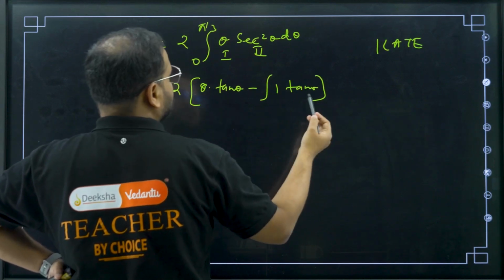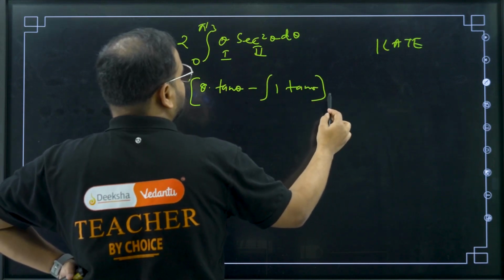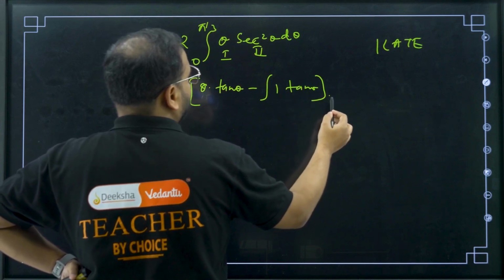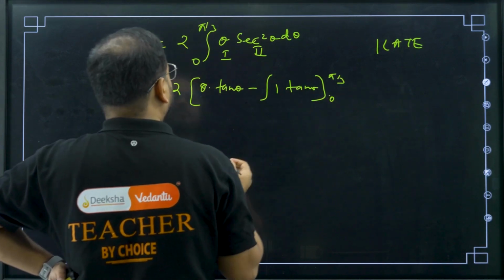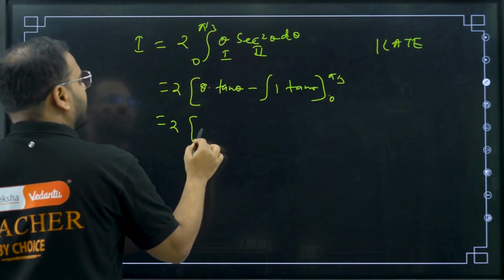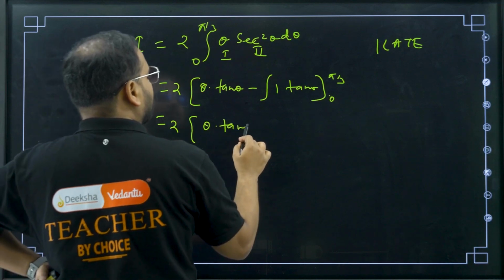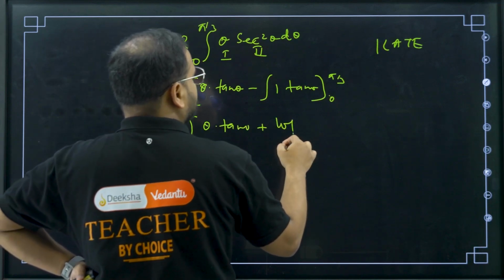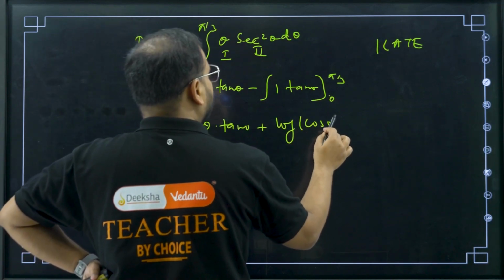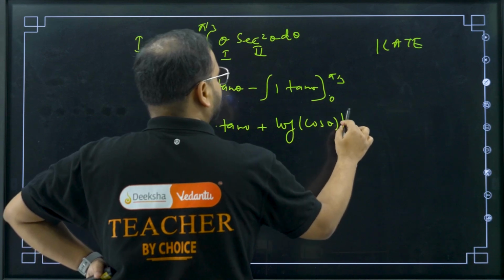How much is this going to be? The whole thing will be under the same limit, 0 to pi by 3. I'll do it later. 2 times theta tan theta, and how much is this? Minus and minus will become plus, because this is going to be log cos theta, 0 to pi by 3.